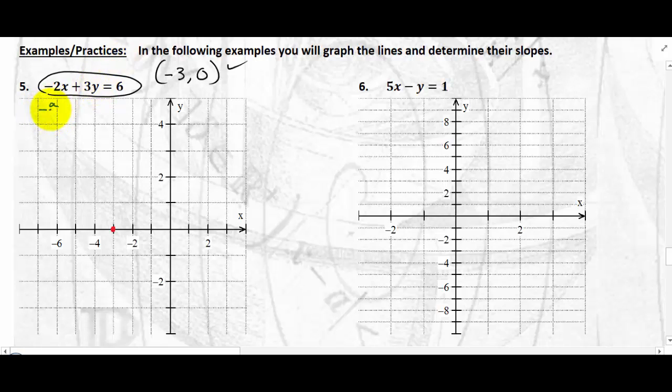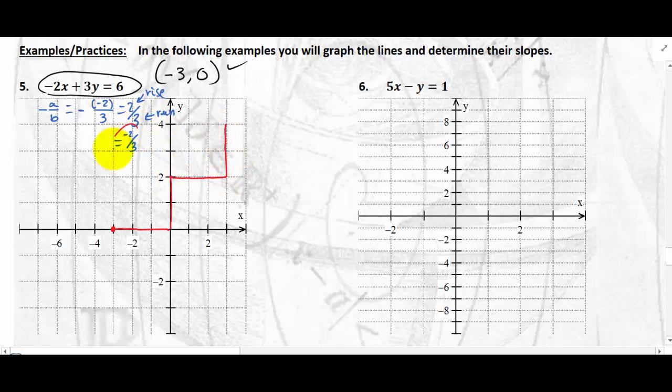-a over b is the slope. A is -2, b is 3. So it is 2/3. How do you play with the slope? Well, you know that this is the rise, and this is the run. 2/3 is the same as -2 over -3. So let me show you. The run is 3, so you move right 3 units, and the rise is 2, so up 2 units. Right 3, up 2.